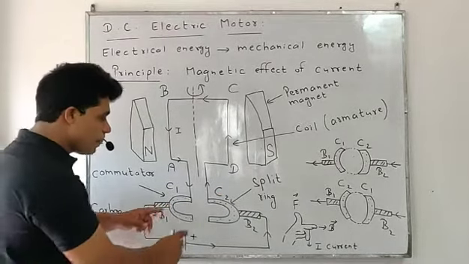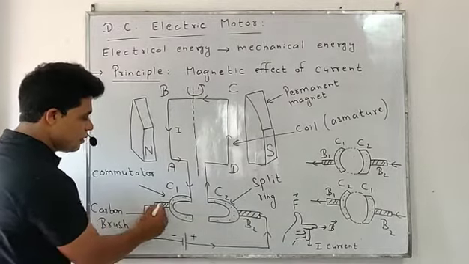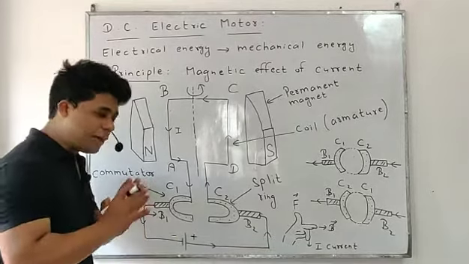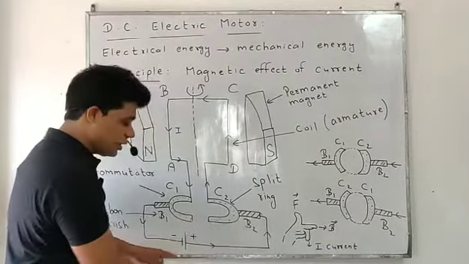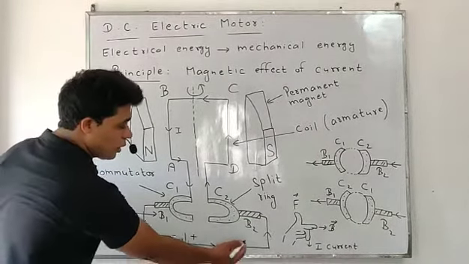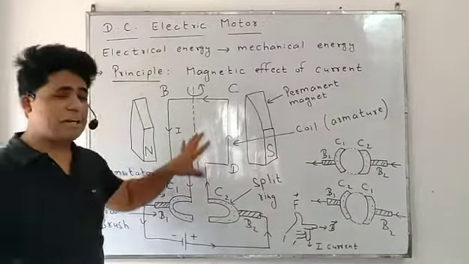Now, further, this split ring is connected with two carbon brushes. See, this is B1 and this is B2. These are the carbon brushes that make the contact of this internal circuit to the external circuit. There is a battery or cell from which we provide current. So that is the basic construction of a DC electric motor.